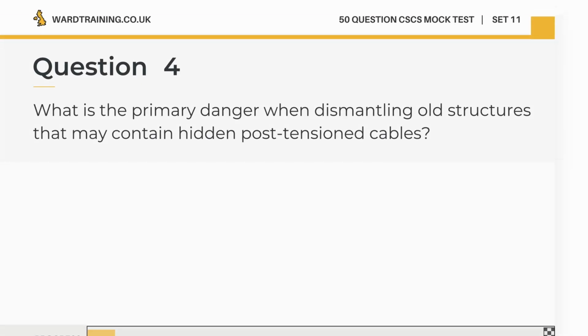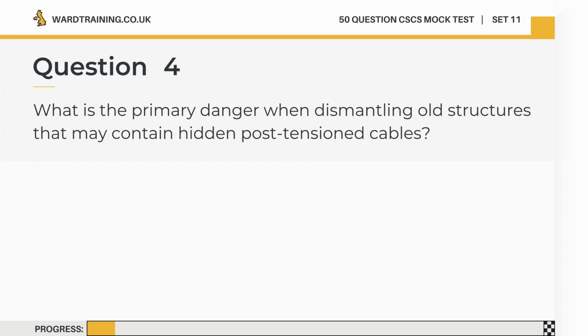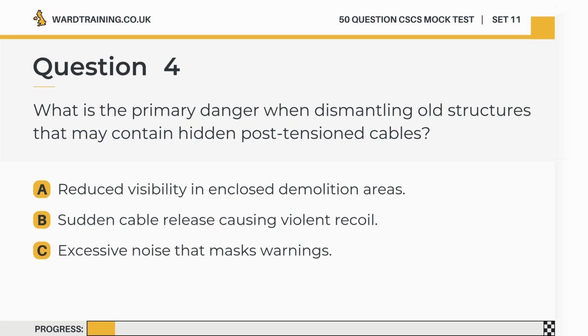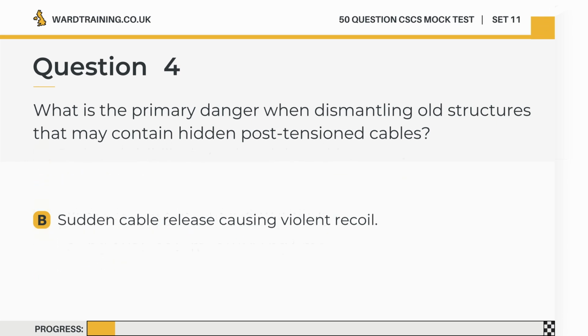Question 4. What is the primary danger when dismantling old structures that may contain hidden post-tensioned cables? A. Reduced visibility in enclosed demolition areas. B. Sudden cable release causing violent recoil. C. Excessive noise that masks warnings. D. Falling dust that limits working time. The correct answer is B. Sudden cable release causing violent recoil.